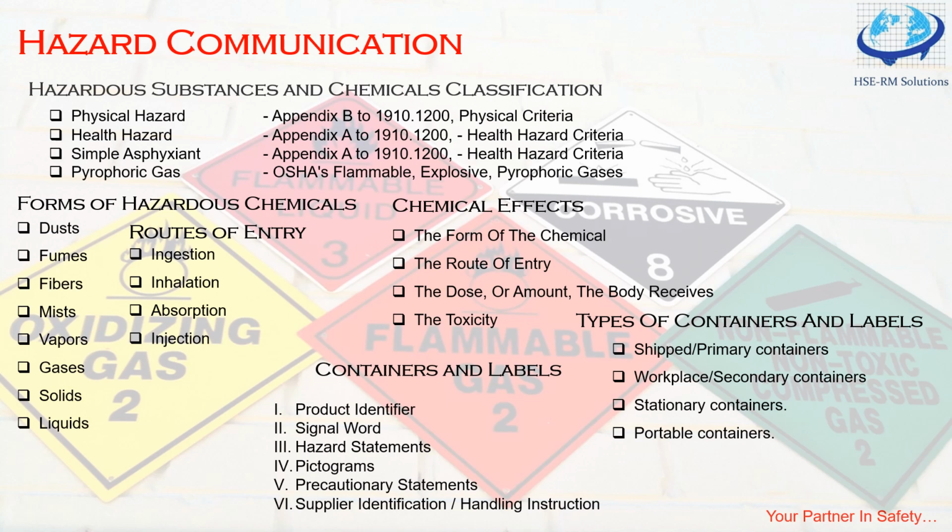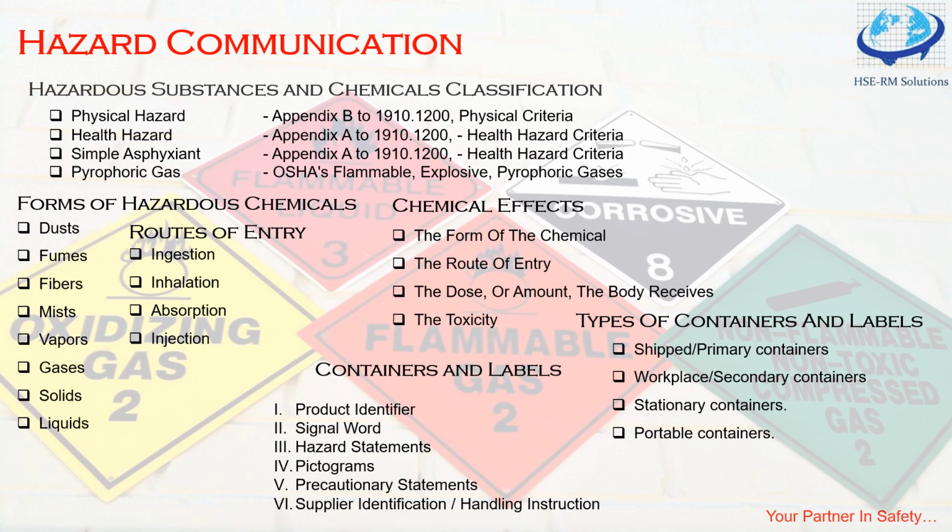Correct? Then comes the route of entry. When you know the state, then you can definitely discuss the route of entry, or how the chemical contacts the body. Is it inhaled, absorbed, ingested, or injected? Then comes the dose, or the amount the body receives. How much chemical makes its way into the body is also to be known. And finally the toxicity. How poisonous is the chemical?